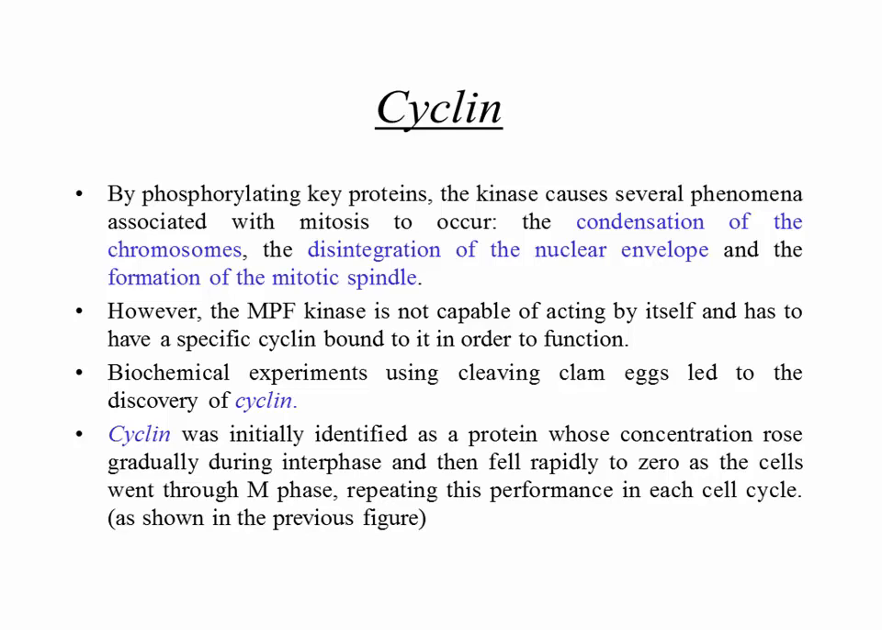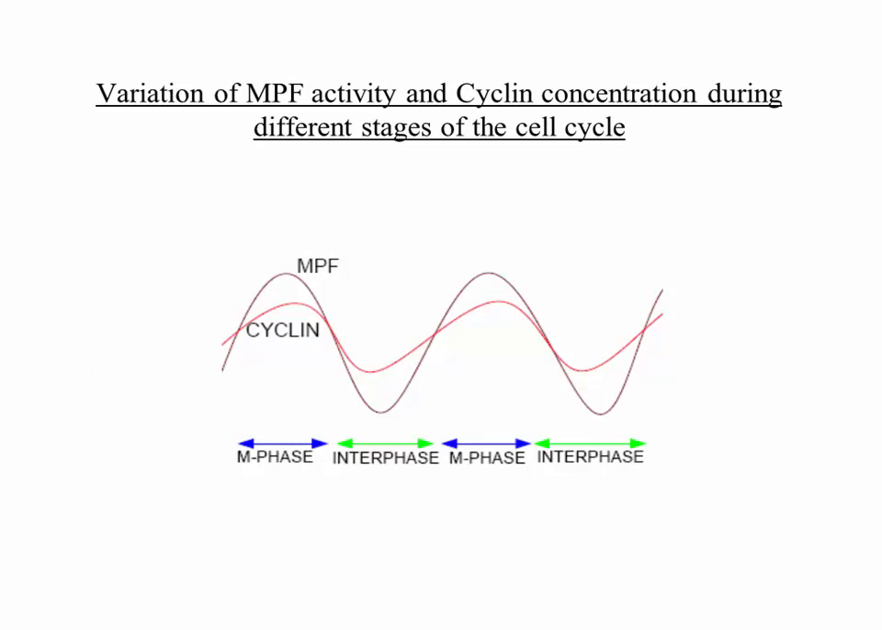Cyclin was initially identified as a protein. Again, it's called cyclin because its concentration varies in a cyclical fashion, right? So it was initially identified as a protein whose concentration rose gradually during interphase and then fell rapidly to zero as the cells went through M phase, repeating this performance in each cell cycle, right? So if you look at this picture right here, the red one is the cyclin concentration. You can see that it rises gradually, then falls gradually, rises gradually, falls gradually.